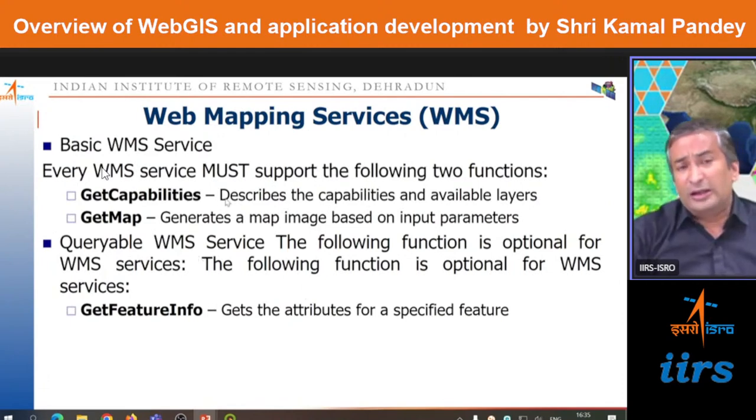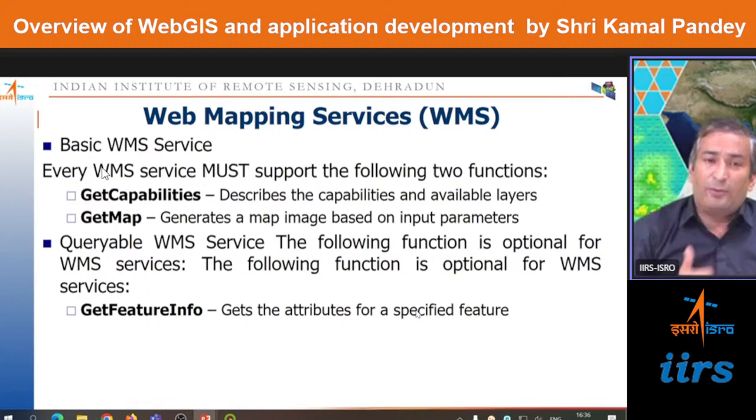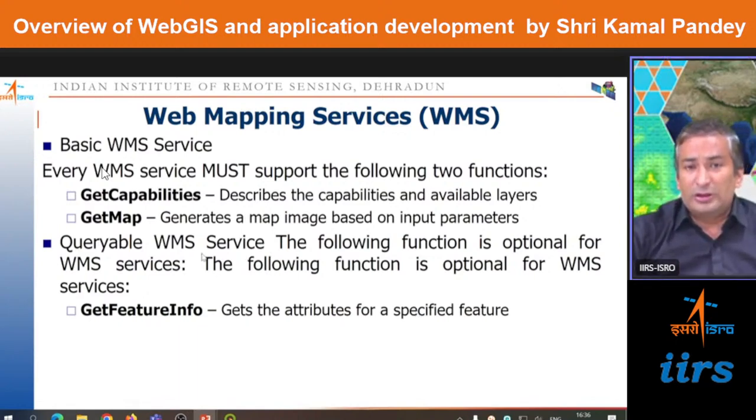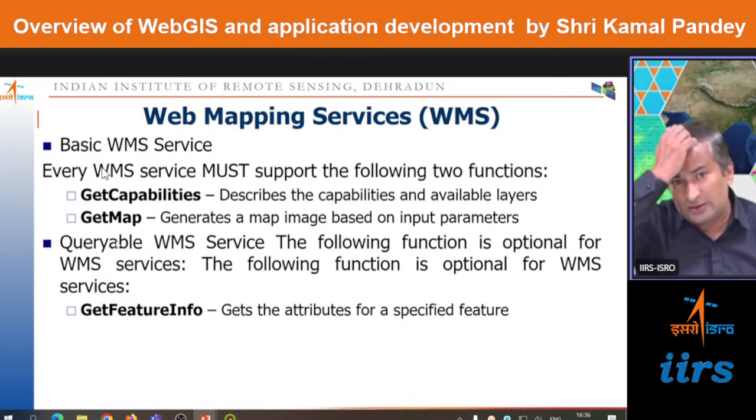So the three methods which have been defined for a Web Map Service are GetCapabilities. It describes all the capabilities and available layers over there. Then another method is GetMap. These are the operations which are directly available for your Web Map Service. GetMap generates a map based on the input parameters. And GetFeatureInfo gets the attributes for a specified feature. What are the attributes behind it? This third method is available with queryable WMS services basically.